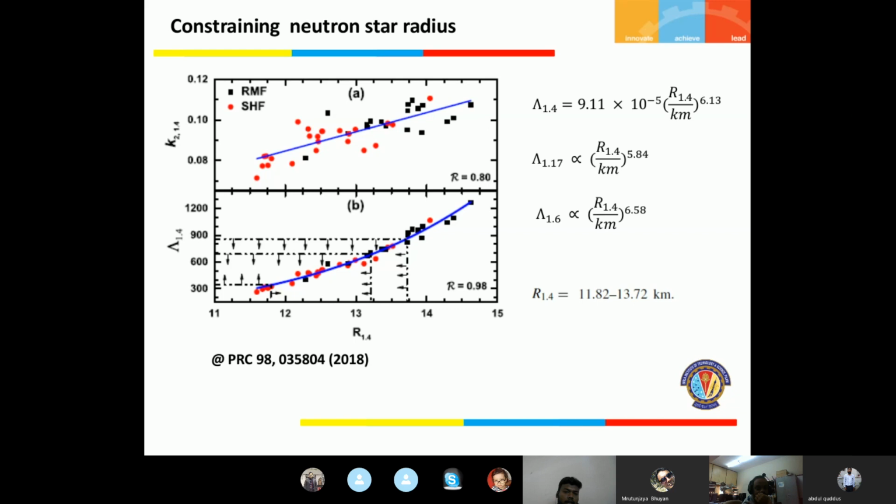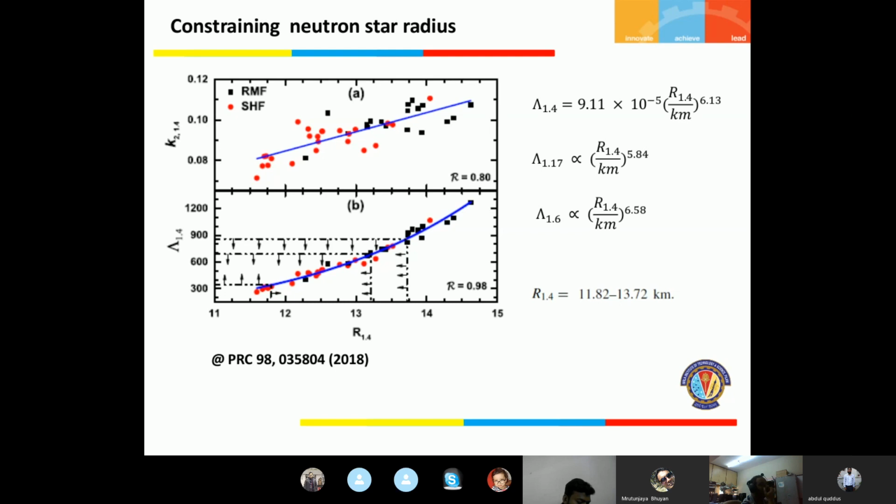One can see, as we have seen earlier, that lambda is actually proportional to radius to the power 5. Here we are getting radius to the power 6. The extra power of radius is coming from the love number k2. As you can see in the top panel, we have plotted k2 at 1.4 versus R1.4 for all RMF and SHF models, and we have found the correlation coefficient is almost 0.8. So this k2, the love number, is also proportional to radius. So the one extra power of radius is coming from this love number k2 itself.